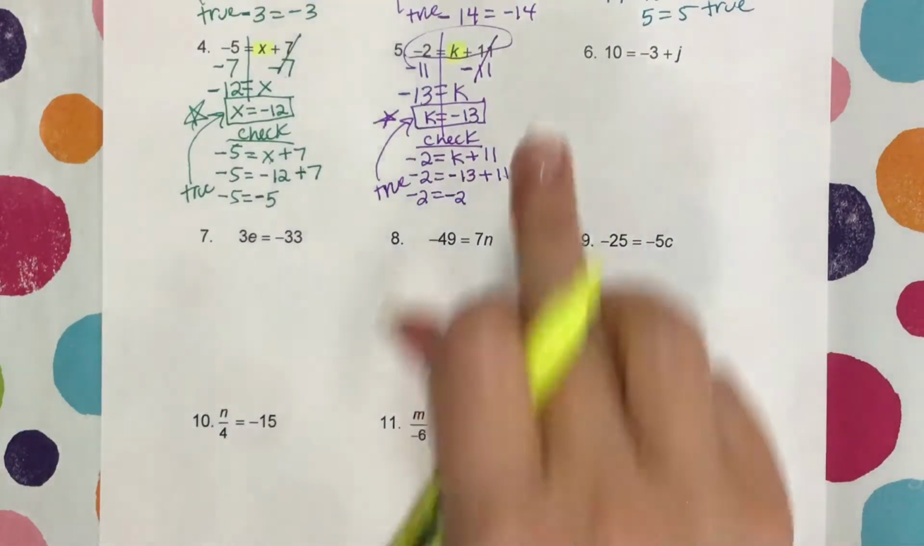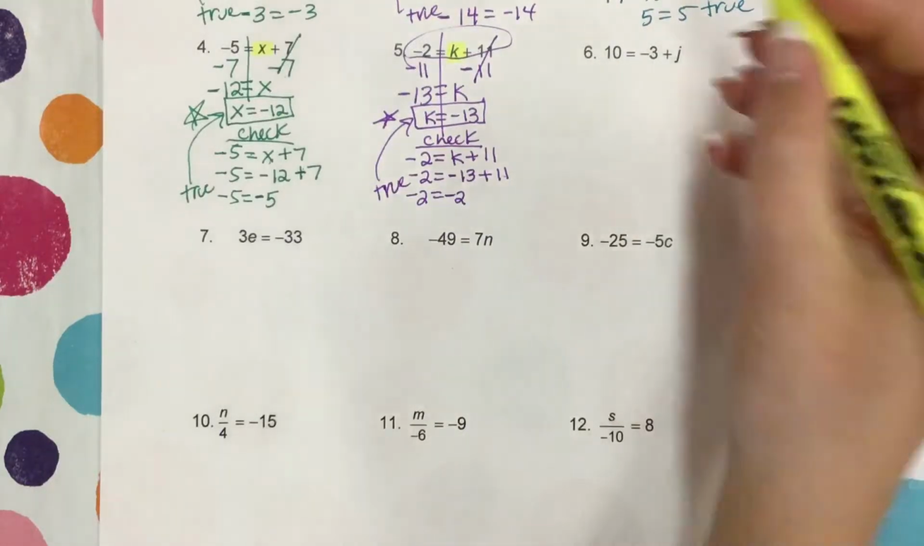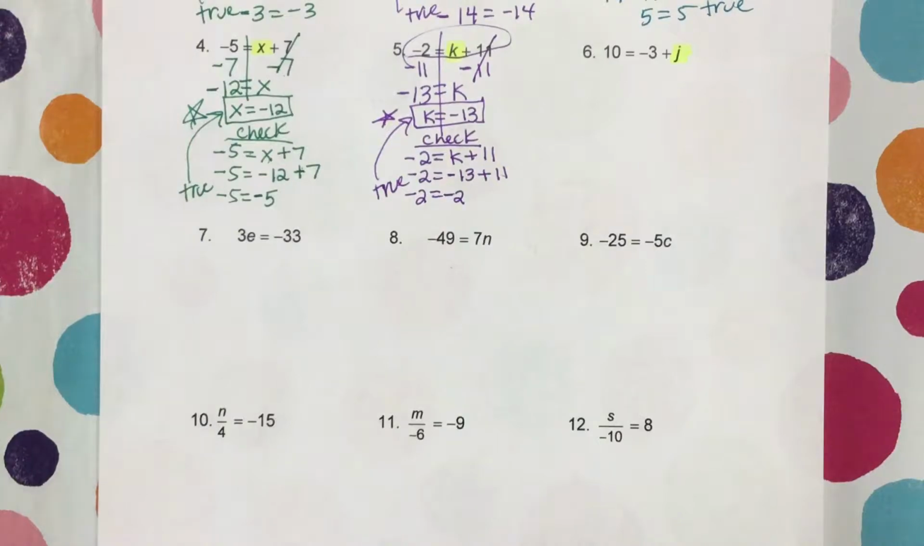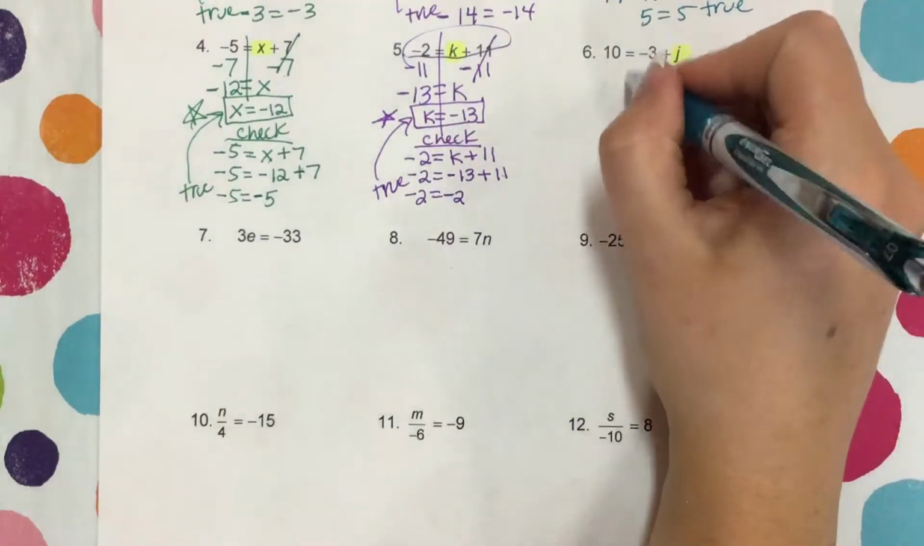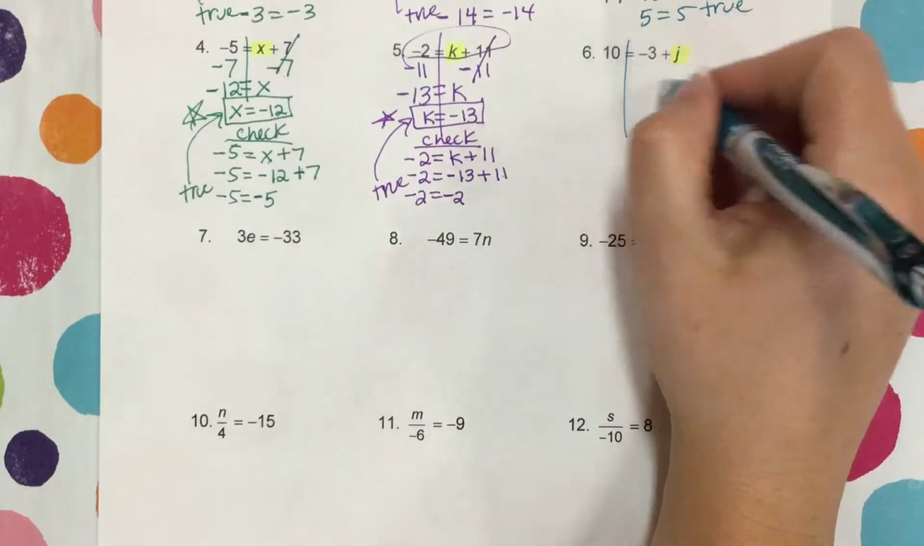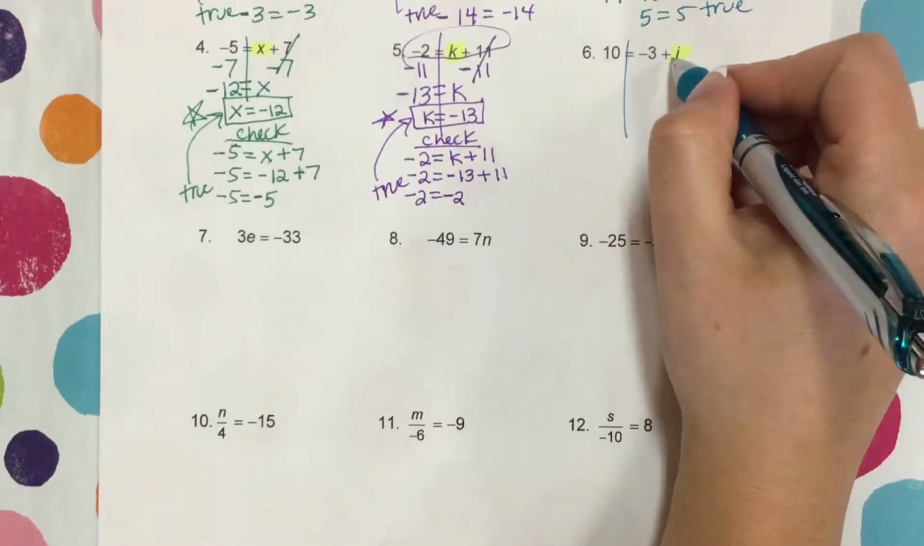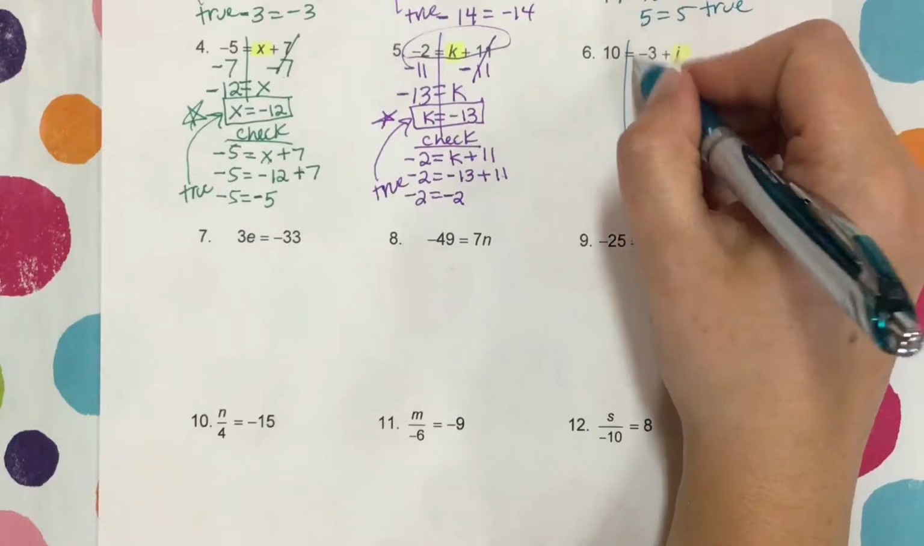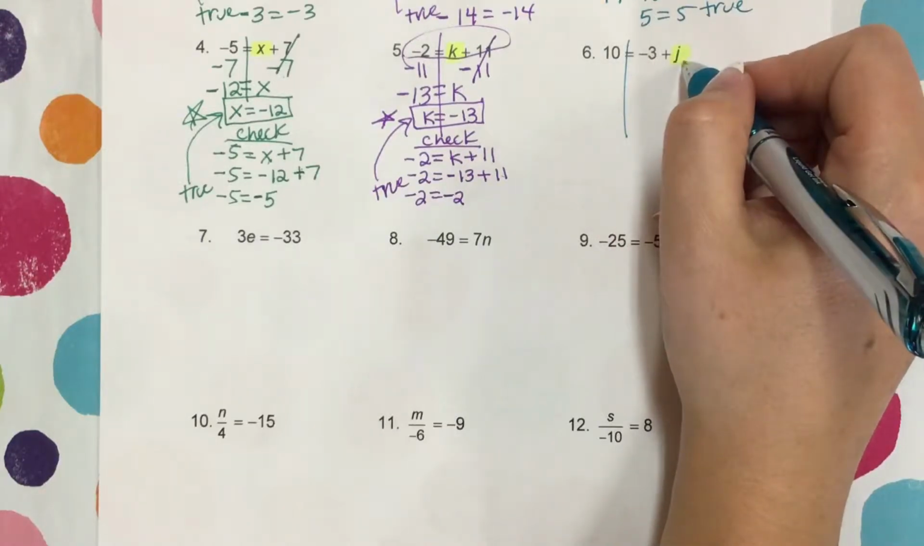Okay. On to number 6. On number 6, it's 10 equals negative 3 plus j. We are trying to get j by itself. So, is j by itself on this side of the equation? No, it is not. It is negative 3 plus j. We've got to get j by itself. Well, there's this negative 3. How is negative 3 related to j?